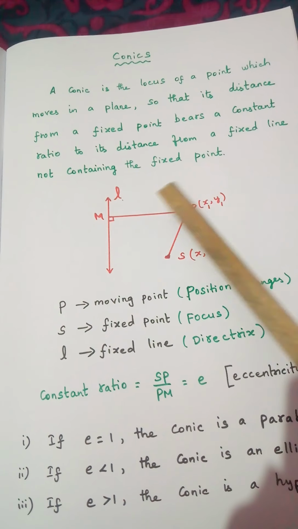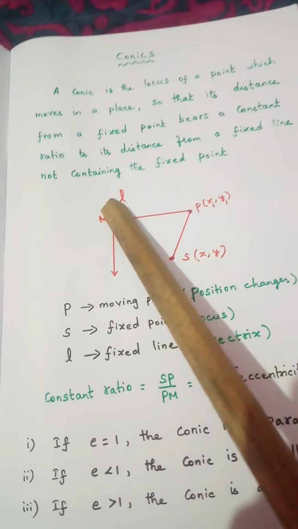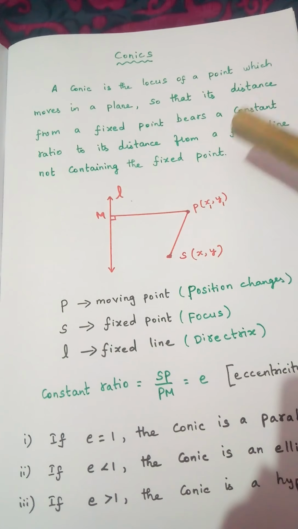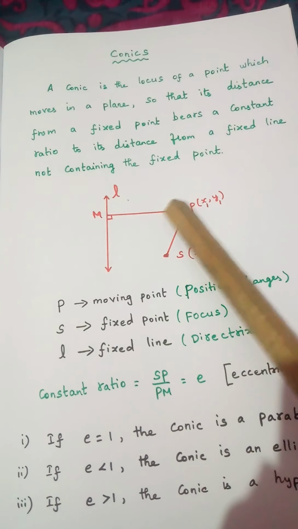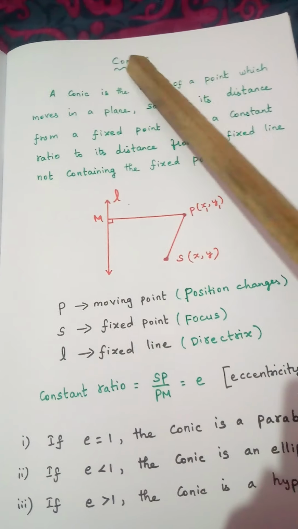Similarly, the point P moves here. So again I have to connect S and P, from P to M, and again calculate the ratio. If that bears a constant value, then wherever this P moves, you connect that and get a diagram. That diagram is called a conic.